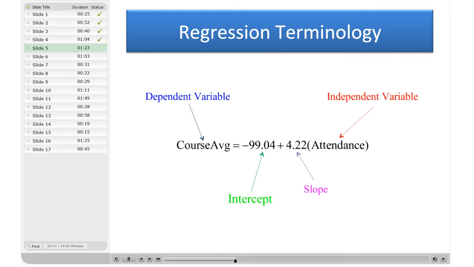Some other terminology that's used sometimes is to call the input variable the explanatory variable. So you might say that attendance here is the explanatory variable because it's the variable that's explaining what's happening to course average. And then you might call course average the response variable because it's the variable that's responding to the value of attendance. A couple of other important terms here are just what do we call these numbers in the equation? Negative 99.04 is the intercept, so from algebra we're familiar that that number is the y-intercept of the equation, and then the number that's next to the variable attendance is the slope.